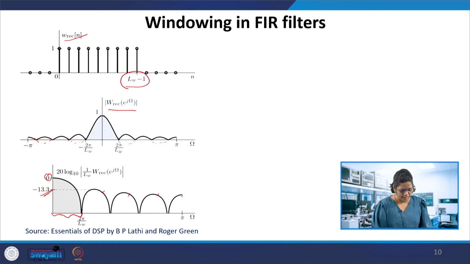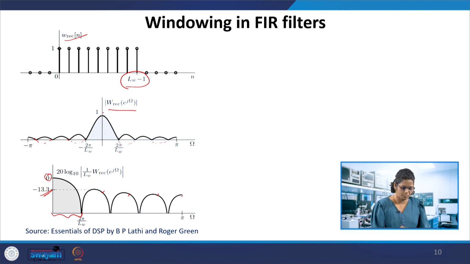The main lobe width can be controlled using the number of samples in the window function. If the number of samples is more, the main lobe width will be narrow; if it is less, the main lobe will be wider. So what is the meaning of this narrow window?